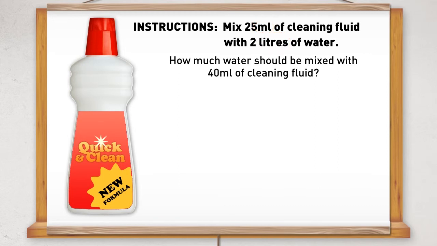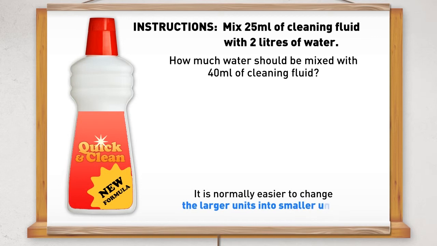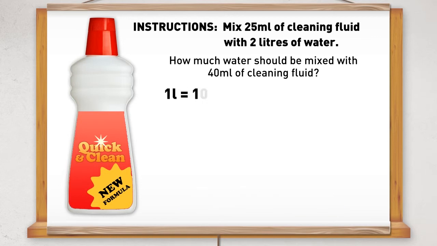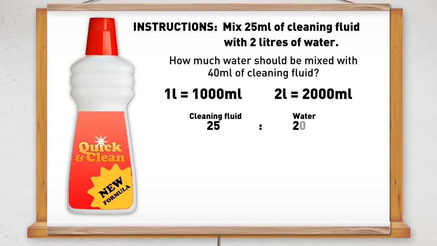We need to either change the 25 millilitres into litres or change the 2 litres into millilitres. It is normally easier to change the larger units, in this case litres, into smaller units, in this case millilitres. 1 litre of water equals 1,000 millilitres, so 2 litres of water equals 2,000 millilitres. The ratio of cleaning fluid to water is 25 millilitres to 2,000 millilitres, and since the units are the same, we can leave them out.